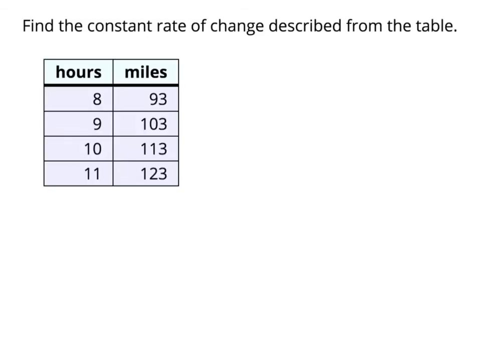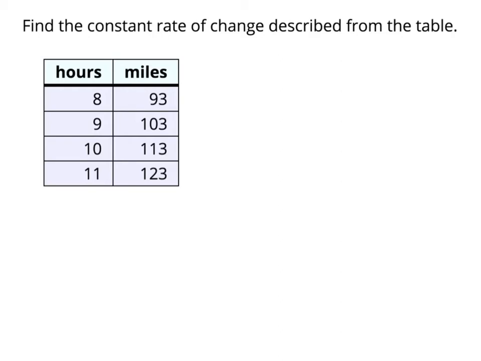In our next problem, you notice that it's telling us that we are going to try to find the constant rate of change. That's the same idea as what we've been looking at. It's looking for the rate of change, the constant rate of change, the average rate of change. They all basically mean the same thing. It's a matter of how quickly this is changing.